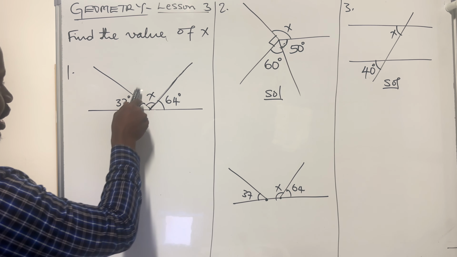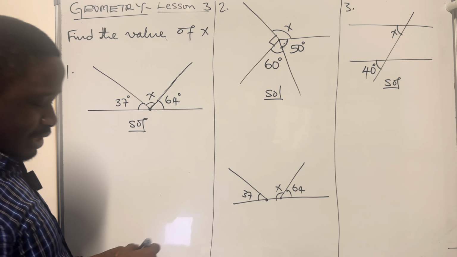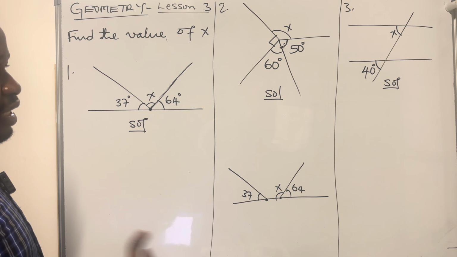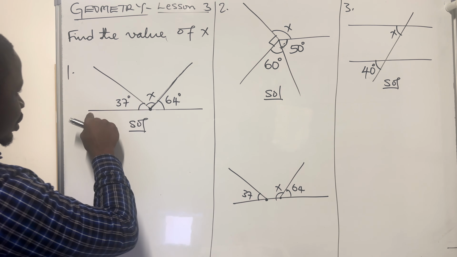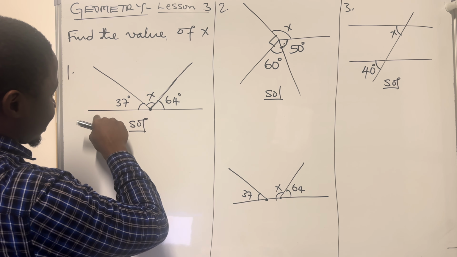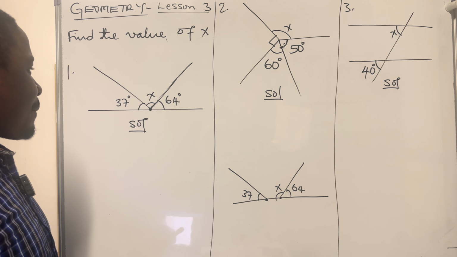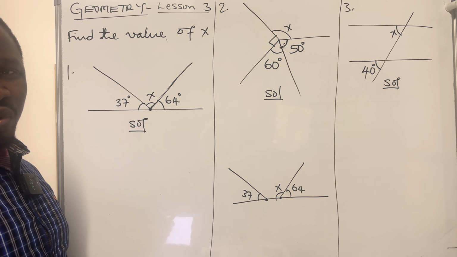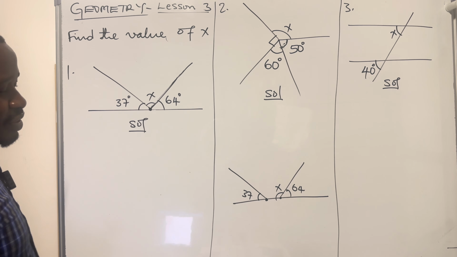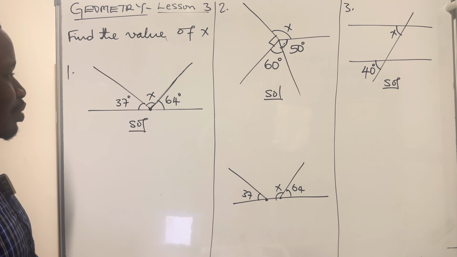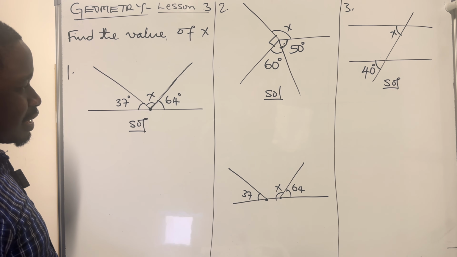Here, 37, x and 64, the three angles have a common vertex. Whenever two, three, four or more angles share a common vertex and all the angles are covered by a straight line like this, we can say they sum up to 180 degrees. We can say they are adjacent angles on a straight line. Whenever two or more angles share a common vertex, we can say they are adjacent angles. And adjacent angles on a straight line sum up to 180 degrees.